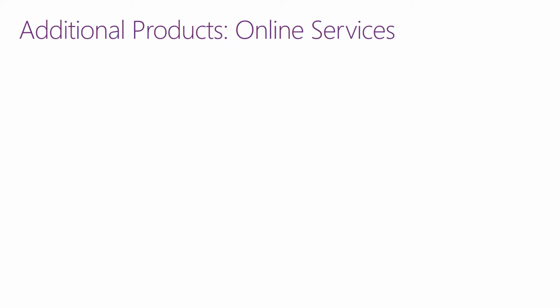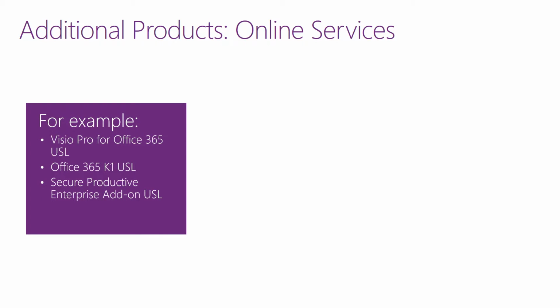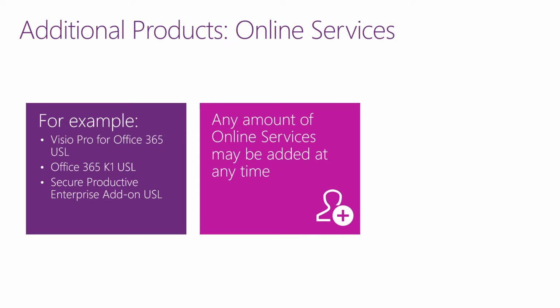It's not just software licenses for products such as Visio and SQL Server that are available as additional products under an enterprise enrolment. Subscription licenses for online services are also available. These might include Visio Pro for Office 365, or a plan such as Office 365 K1, or even an add-on such as the Secure Productive Enterprise add-on. Again, there's no enterprise-wide commitment required for these licenses, and they can be added at any time in the agreement, which is what we saw with the software types of additional products.